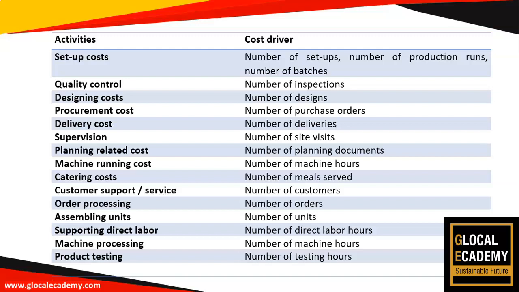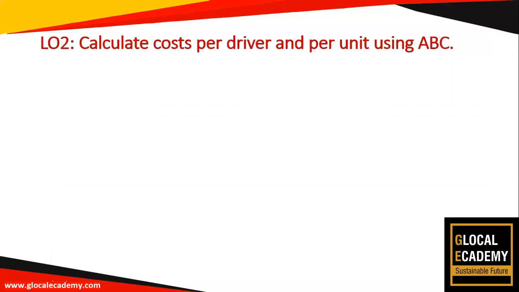So this learning objective is quite straightforward. In a question, you will be asked to identify the relevant cost driver. You put in your mind that the cost driver has to be relevant. It has to be related to the activity you are applying it for, and it must have a direct cause and effect relationship with that activity. So that's the key to choose a relevant cost driver.